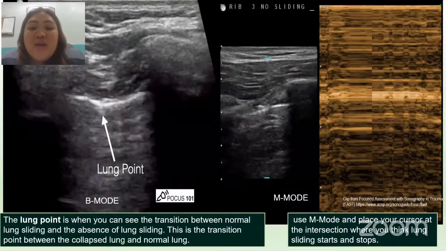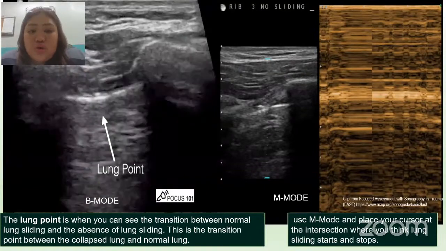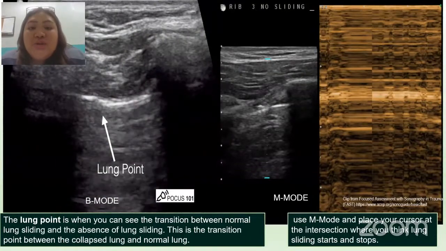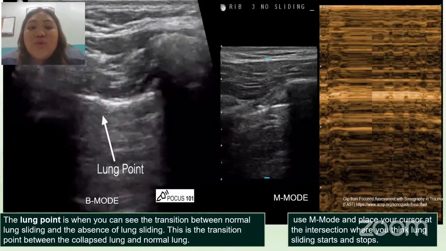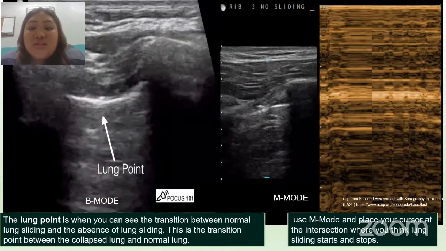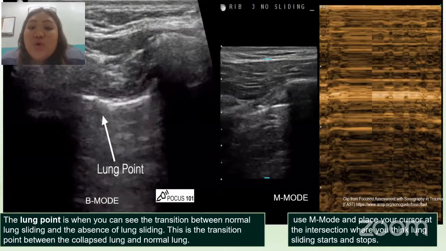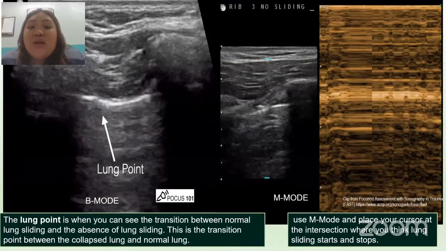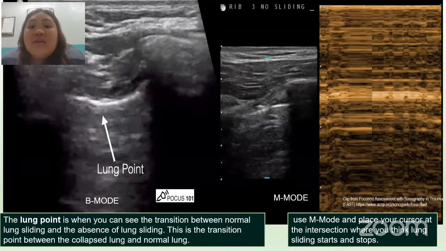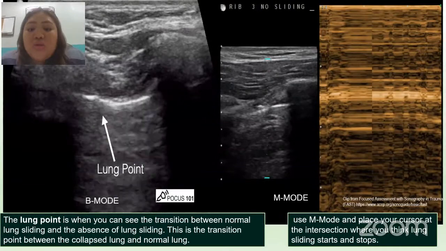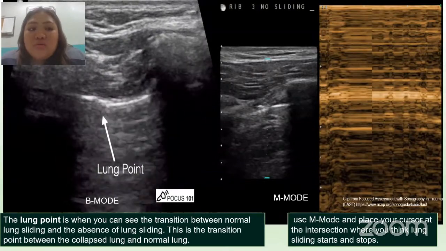If you think you may have found a lung point but are not sure, use M mode and place your cursor at the intersection where you think lung sliding starts and stops. If you see a normal seashore sign that turns into an abnormal barcode sign, then you have located the lung point with M mode.